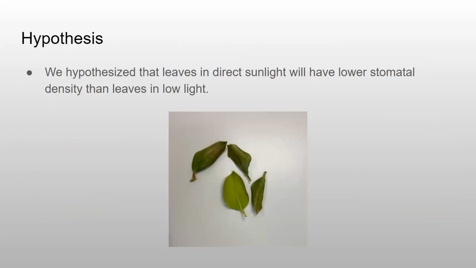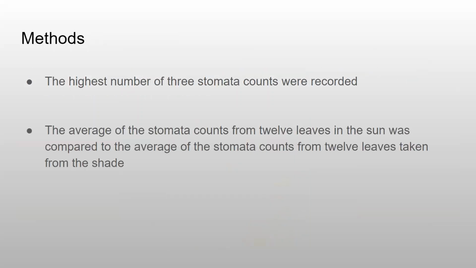For our experiment, which is comparing the stomatal densities in two situations, we decided to use a holly bush, which has one side in the sun and the other side covered in shade. We decided that our hypothesis for this experiment would be that leaves in the direct sunlight would have a lower stomatal density than the leaves in the low light.